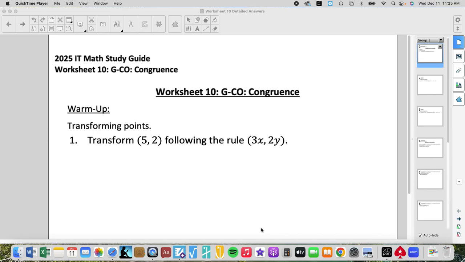This is Academic Decathlon for Mathematics. We are working on worksheet number 10. We're going to do a little geometry now, so we're going to talk about transformations of points.